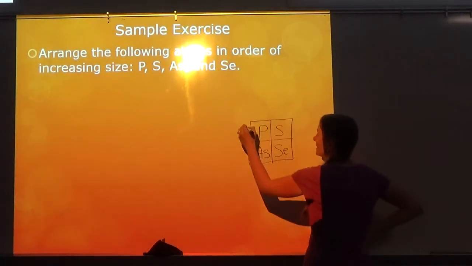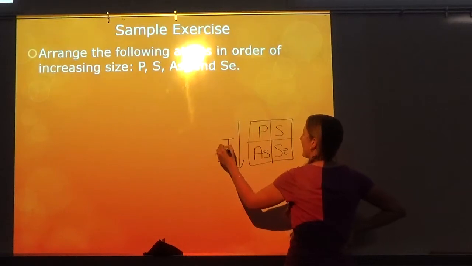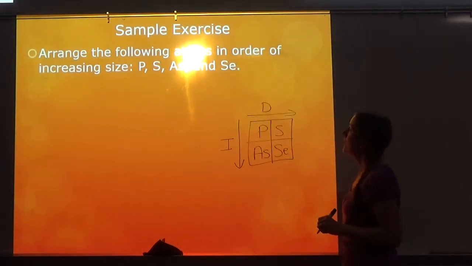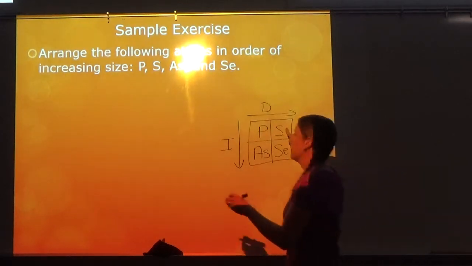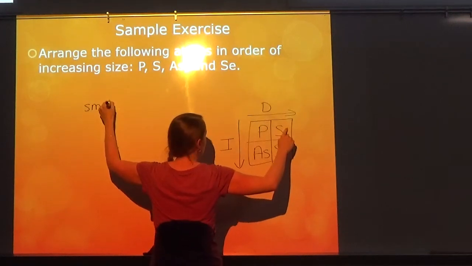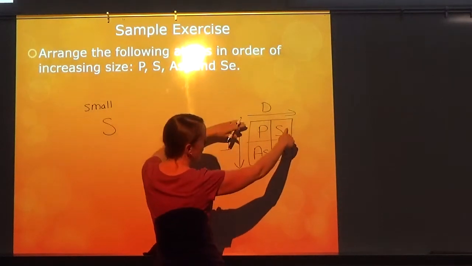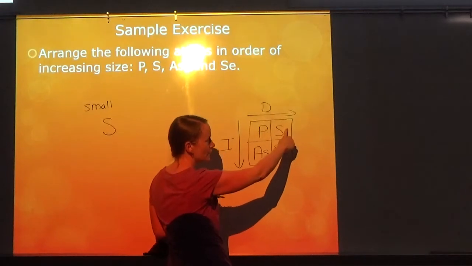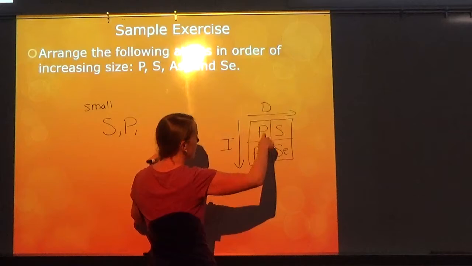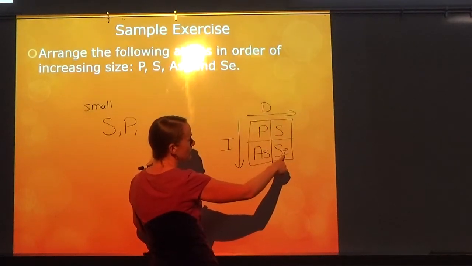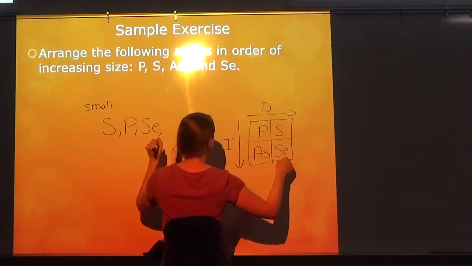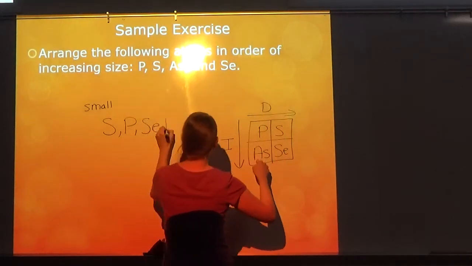Well, for atomic size, it increases going down and decreases going across. So we're putting them in order of increasing. My smallest one is going to be S, because it's on the top and it's across, decreasing. Then next would be P, and then I'm going to come down, but it decreases going across, so next would be Se, and then the largest would be As.